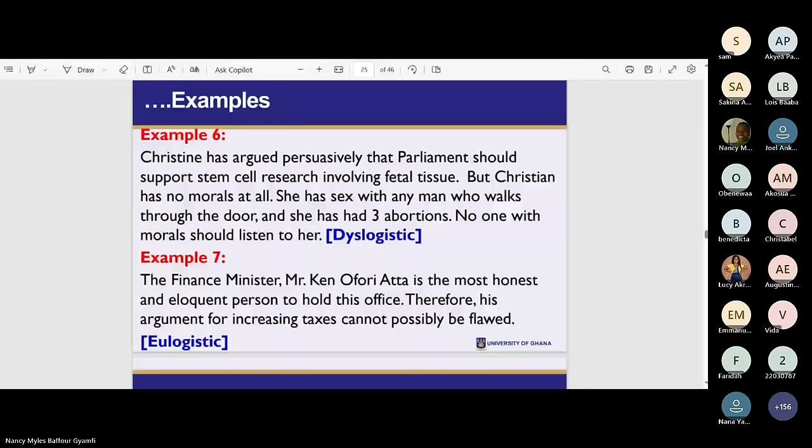Example 6. Christine has argued persuasively that Parliament should support stem cell research involving fetal tissue. But Christine has no morals at all. She has sex with any man who walks through the door, and she has had 3 abortions. No one with morals should listen to her.